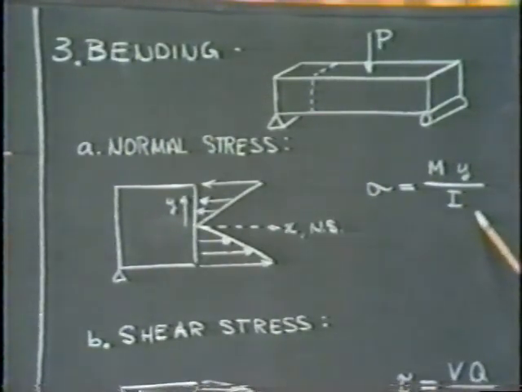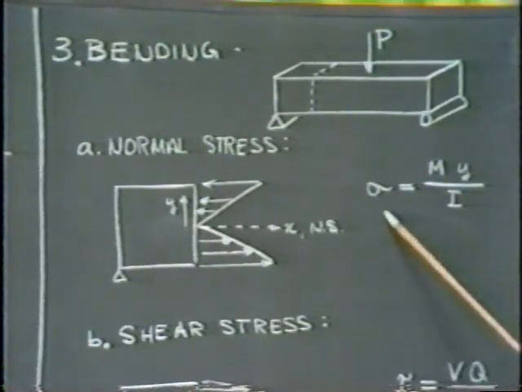Y, as I said before, is a distance measured from the neutral surface. Some texts will use Y positive upwards, some positive down, and I is a cross-sectional property called the area moment of inertia. Notice a couple facts about the way this stress is distributed across the cross-section.